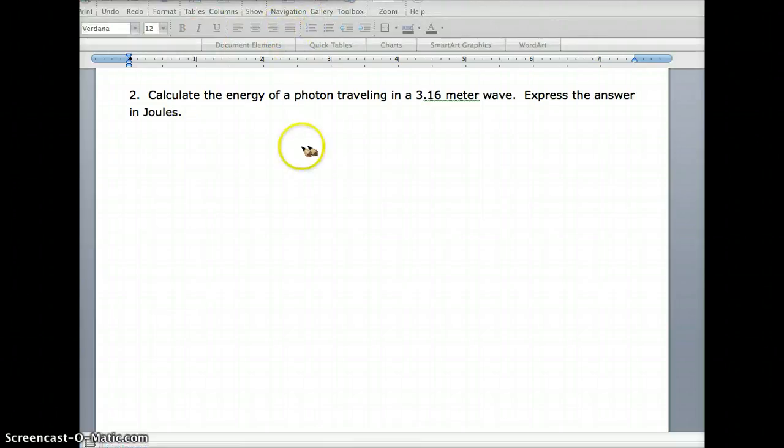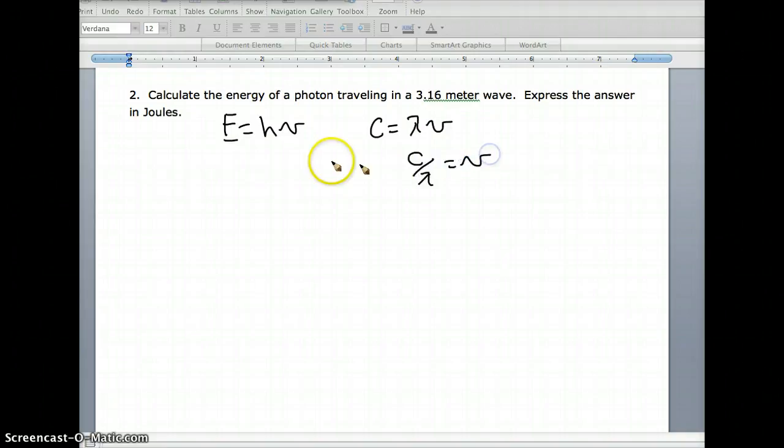So in this equation, we know that energy is equal to h times frequency. We're given the wavelength though. So we also know that our equation with wavelength, c is equal to wavelength times frequency. So what we're going to need to do is rearrange this equation. We need to know frequency, we don't know it, so we could use this equation to find frequency, or we could just say c divided by wavelength is equal to frequency.